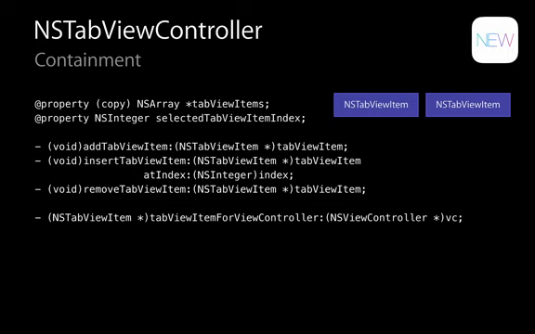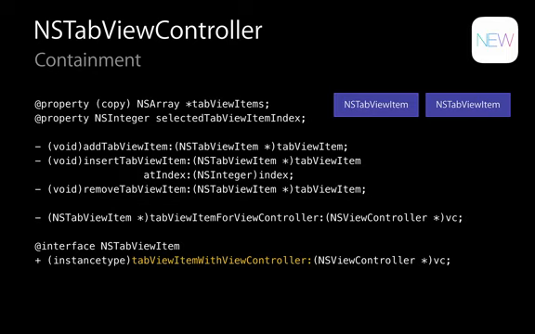Since NSTabViewController manages a collection of TabViewItems, you can, of course, get the tabViewItems array. You can also find out what the selectedTabViewItemIndex is, and this is KVO compliant, so you can observe this. This is much easier than it was previously, when you had to have a delegate and respond to all the delegate methods, so you don't have to do that anymore. As with any sort of containment API, there's the add, insert, and remove TabViewItems. And if you have a child view controller that is in one of the tabs, you can just ask for the TabViewItem associated with it via tabViewItemForViewController.